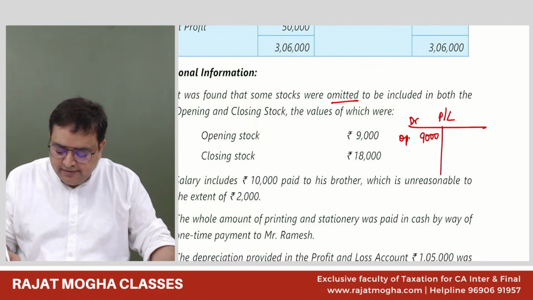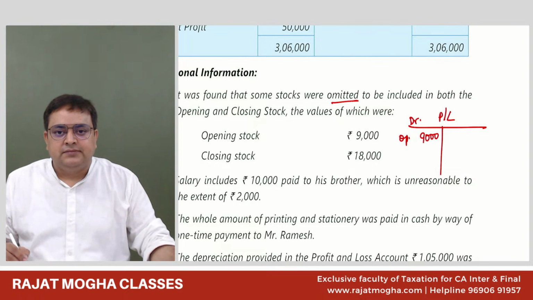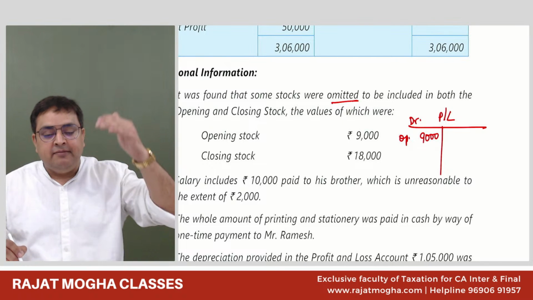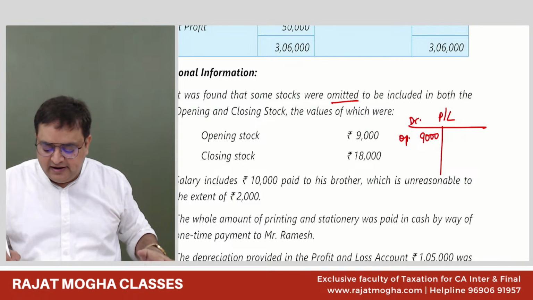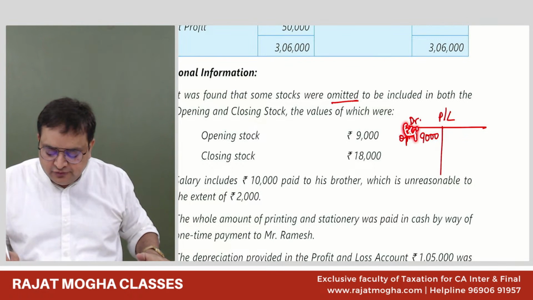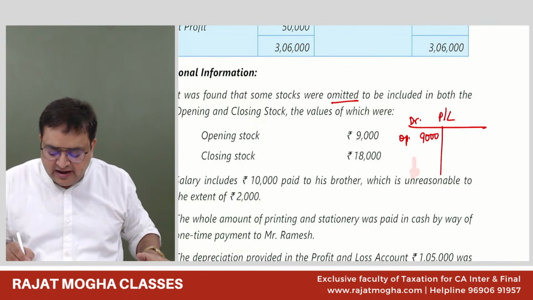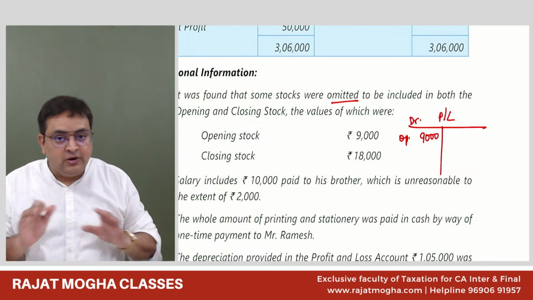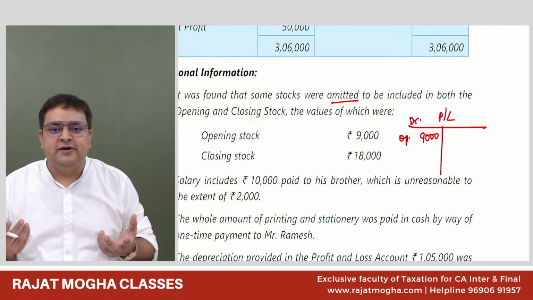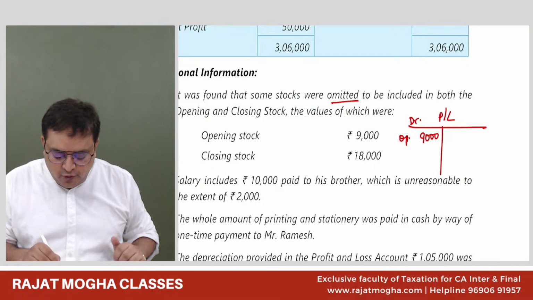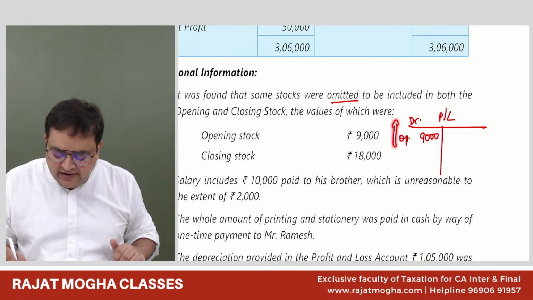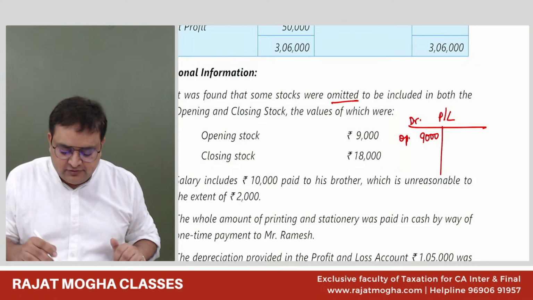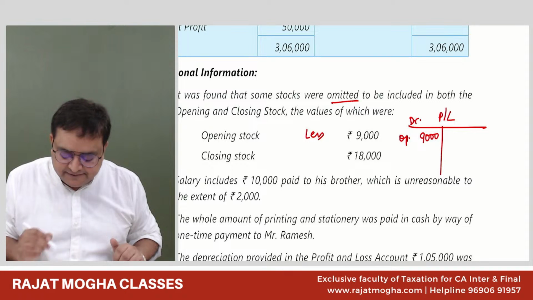Please tell me what impact it will make to my profit. Reduce the profit. Since I'm writing on the debit side, I'm increasing my expenses side, so my profit will be reduced. So I have to subtract less. Don't learn it, apply your brains, apply your logic. It's very simple. When you increase your expenses, your profit will go down, so it will be subtracted less.